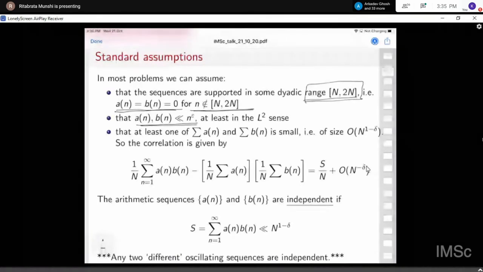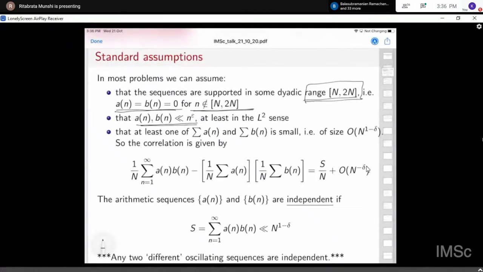For any arithmetic sequence, you probably will not have this available to you, but at least in the L2 sense, you need it. So if you look at the absolute value of an squared summed over n of size capital N, then it is bounded by capital N to the power 1 plus epsilon. So that's the L2 sense bound for an and bn.